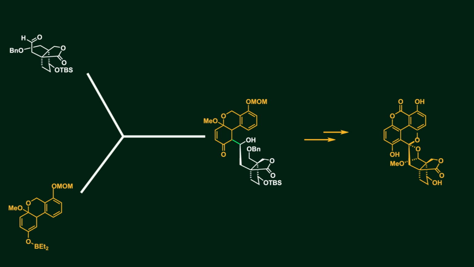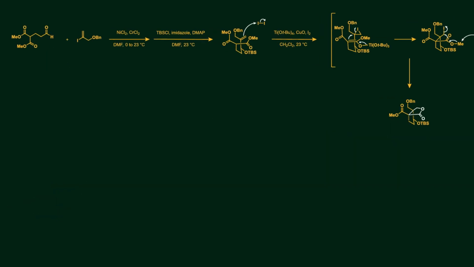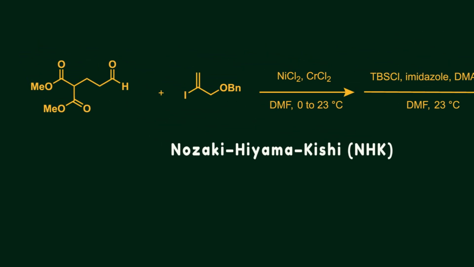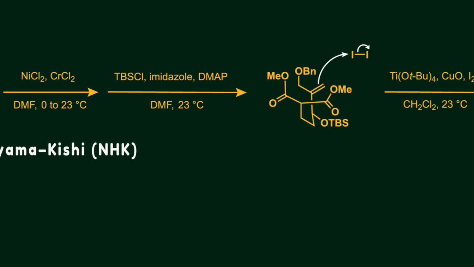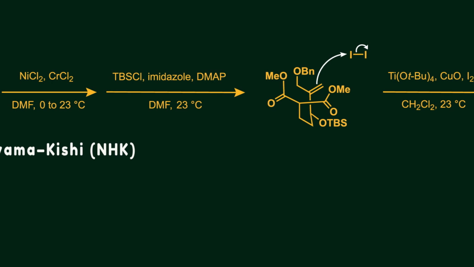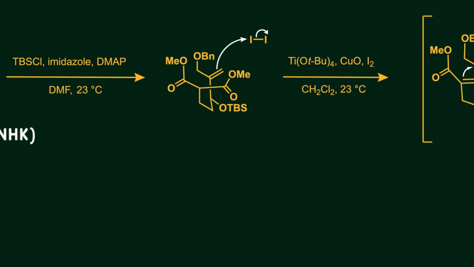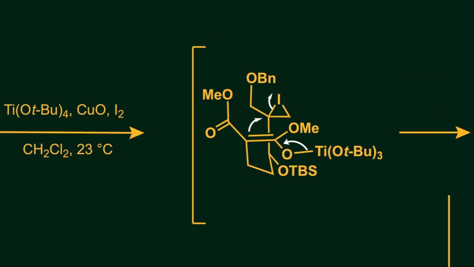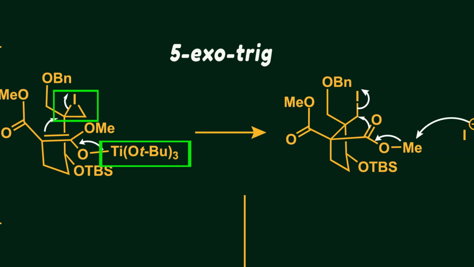Let's start off with the synthesis of the southern fragment. Firstly, this aldehyde was coupled to the alkene by NHK reaction, and in situ protection of the resulting secondary alcohol by TBSCl gave this intermediate. Next, titanium t-butoxide, cupric oxide and excess iodine furnished the bicyclic lactone. Mechanistically, the double bond attacks the iodine and creates an iodonium-bridged 3-membered ring. On the other side of the molecule, titanium activates the carbonyl group and sets the stage for an intramolecular nucleophilic attack. Although there are 2 sites for cyclization, only the 5-membered ring is produced based on the Baldwin rules.